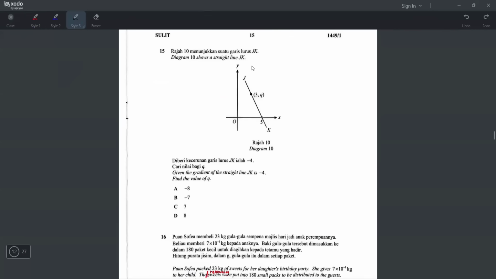Alright, 15 now. Diagram 10 shows a straight line JK. Okay, this is a straight line. Given the gradient of straight line JK is negative 4. Okay, they give you the information m equals negative 4. Find the value of Q. Okay, I think it's referring to this Q right here. Okay, how do you find this Q?